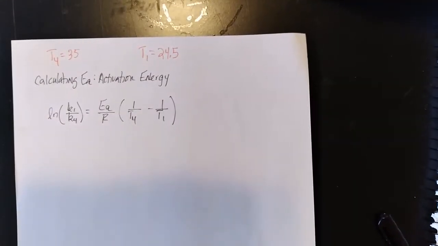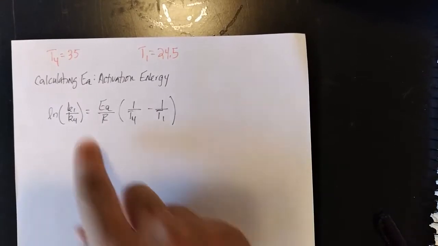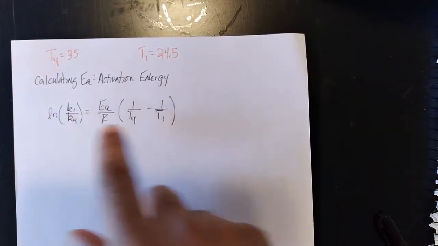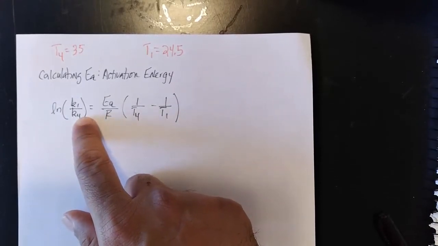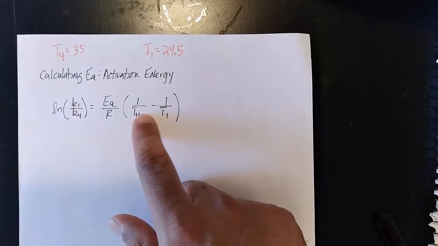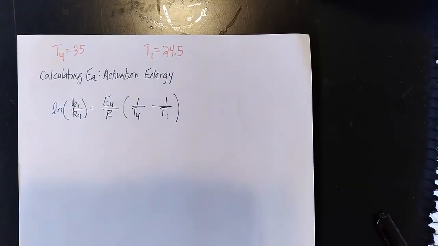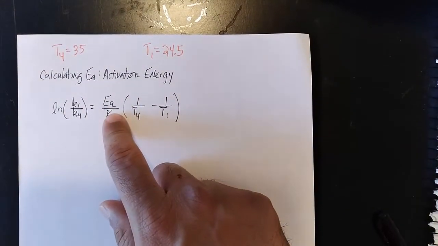All right, the final part of this post-lab analysis is calculating the activation energy. This is a version of the Arrhenius equation. So rate constant K1 at T1 and rate constant K4 at the higher temperature T4, 35 degrees. So we can calculate EA knowing our gas constant R.